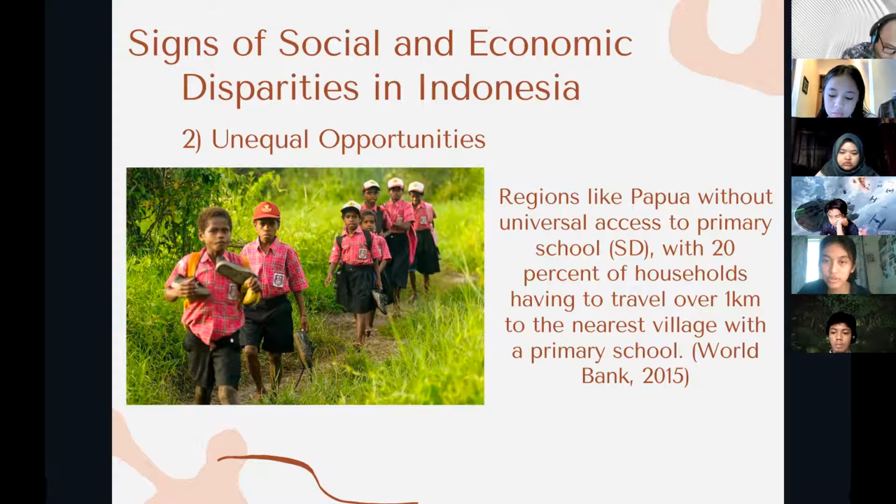The data here shows that regions like Papua don't have universal access to primary school, which is a very fundamental education grade for children. It shows that 20% of households have to travel over 1 kilometer to the nearest village with primary school. Thus, this implies that children who are born and who grow up in regions like Papua start life with a huge disadvantage compared to areas with a better developed environment and with easier access to education. Next slide, please.